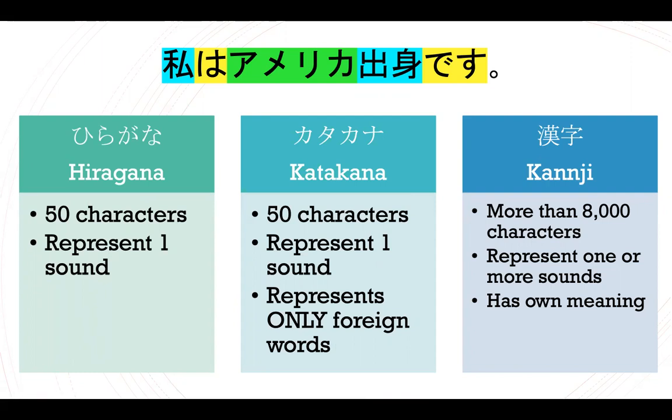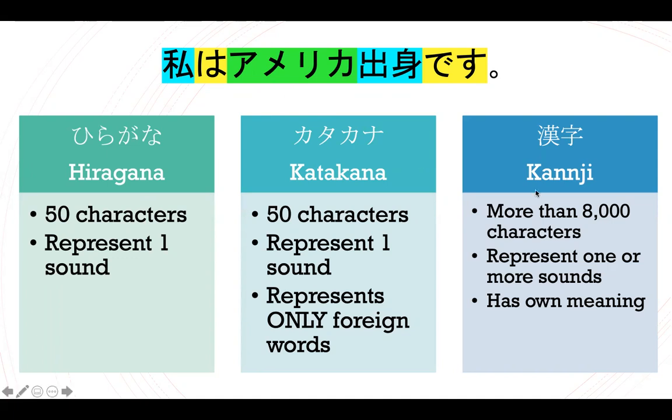So for instance, the green highlighted part is katakana. I wrote down America. We say America in Japanese. America is definitely a foreign word, coming from America and also from English. That's why we use katakana when writing America.